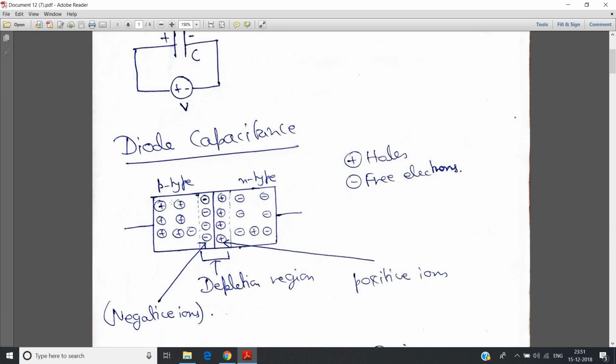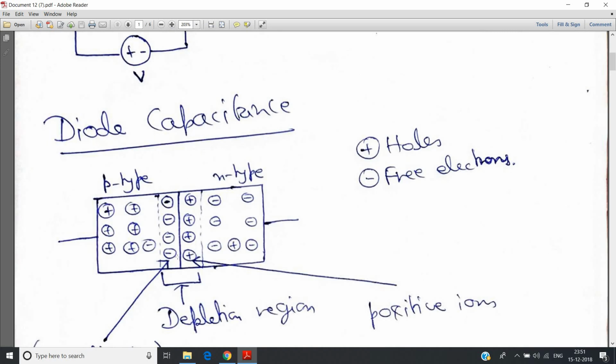Clear? Similarly, for p-type, what are the majority charge carriers? Holes, right? So for the p-type portion of the diode, the majority charge carriers are holes, so there are a large number of positive circles, but there is only one negative circle. This negative circle in the p-type portion denotes the free electrons, which are minority charge carriers for the p-type semiconductor. But you should not get confused on one point. These are not free electrons for the p-type portion, and similarly these are not holes for n-type.